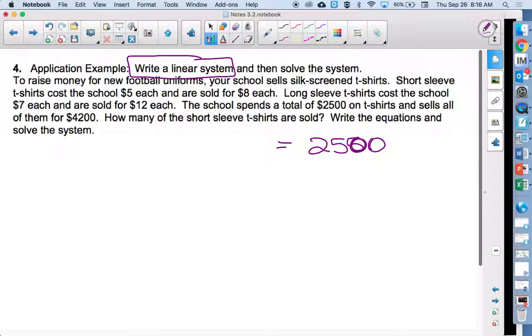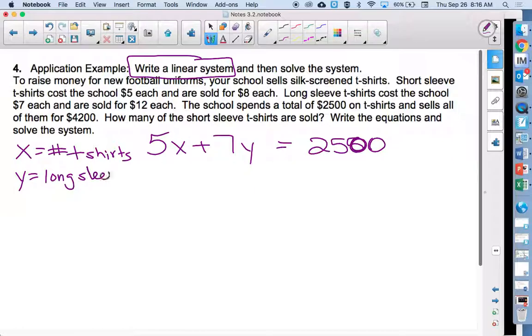And how would I get that cost? So x would be t-shirts. y would be the long sleeve. So the cost for my short sleeve and the cost for the long sleeve. Total cost $2,500. How about a second equation?